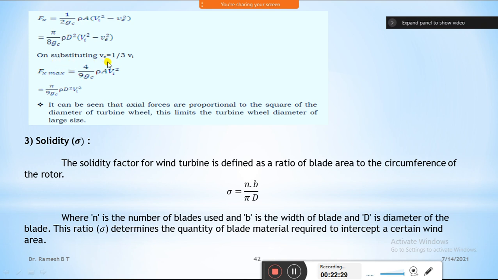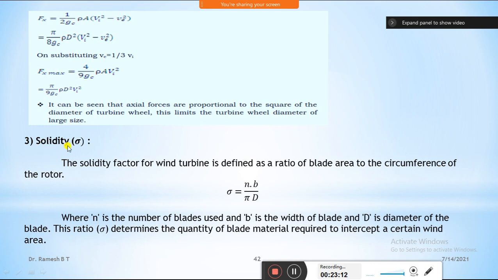By substituting, we already know this from what we derived in our power maximum: V2 or V exit Ve can be given by 1 by 3 Vi, or V1, the inlet velocity. So by substituting, finally we can write this force F is equal to pi by 9 Gc rho d square V1 square. Either you can consider V1 or Vi. It can be seen that the axial force is proportional to the square of the diameter of the turbine wheel, and it limits the turbine wheel diameter if you go with a larger size turbine wheel.